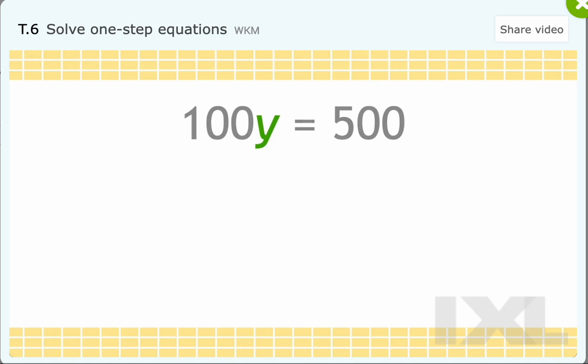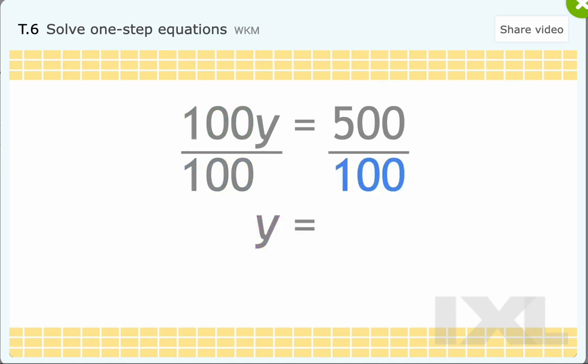I bet you already knew that division is the inverse of multiplication. So, because our variable y is being multiplied by 100, we'll need to divide it by 100 to isolate it. Since division undoes multiplication, the 100s on the left side of the equation cancel each other out, leaving us with y. We can't forget to divide the right side of the equation by 100 too. 500 divided by 100 is 5, so y equals 5.